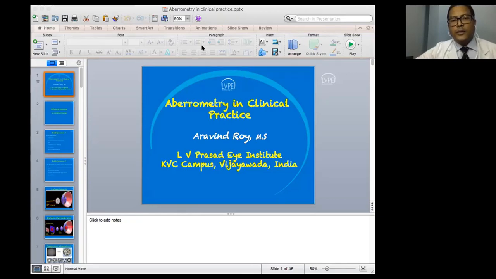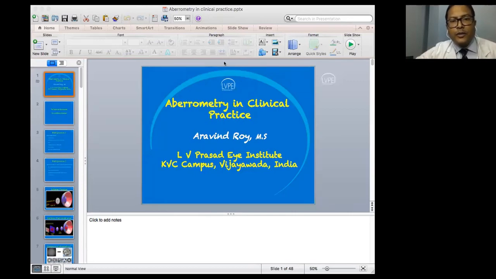Is it necessary to check aberrations in all LASIK patients? Preoperatively, probably it's a good idea to have a record of the aberrations that are there. And you may choose to correct a higher amount of spherical aberration by doing or offering aspheric treatment.